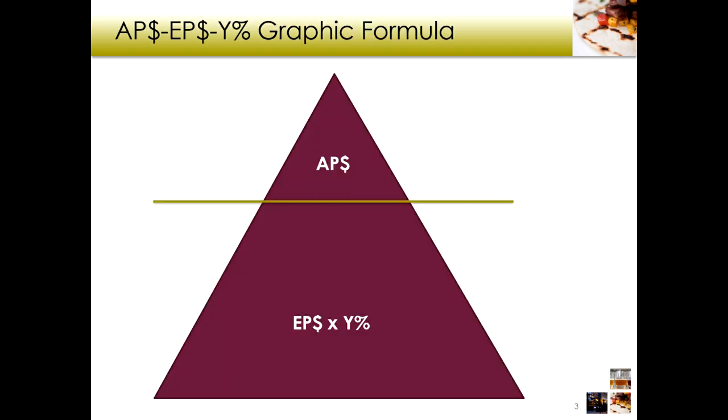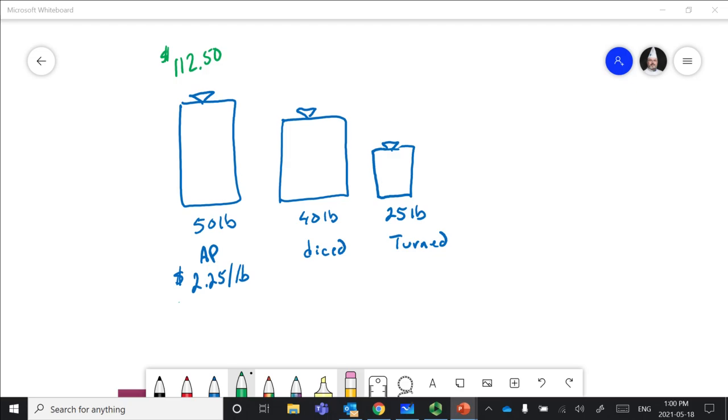So we have a slightly different triangle now, where we've actually inverted the AP and the EP. So as purchased dollars is now on the top and edible portion dollars is now on the bottom. I'll get into a couple examples here in a minute, but I wanted to illustrate with a drawing how this affects our price per unit. It doesn't affect our overall price of the case or the bag that we bought, but it's going to impact our price per pound, per gram, per liter, per milliliter.